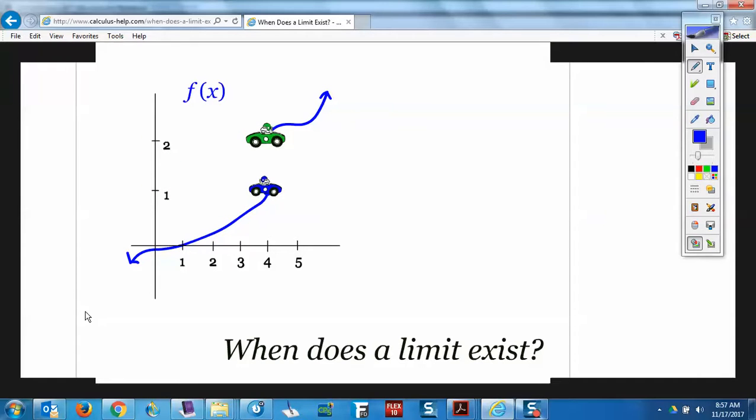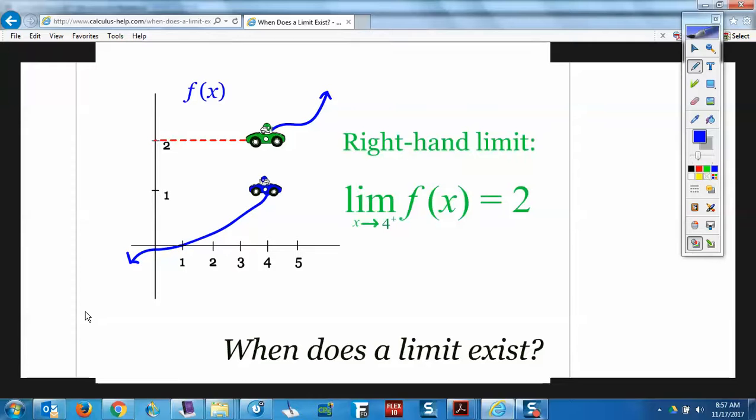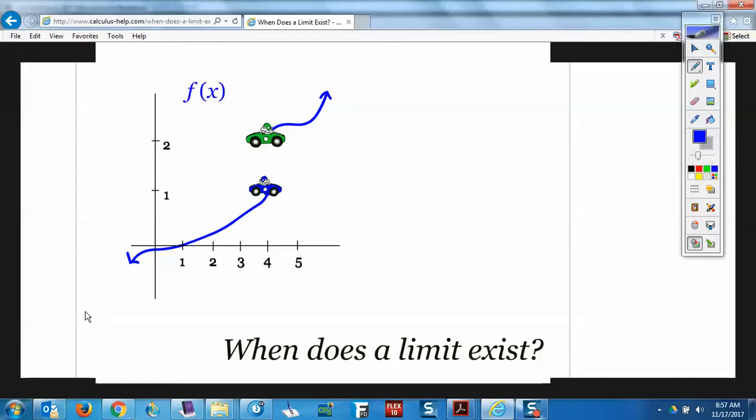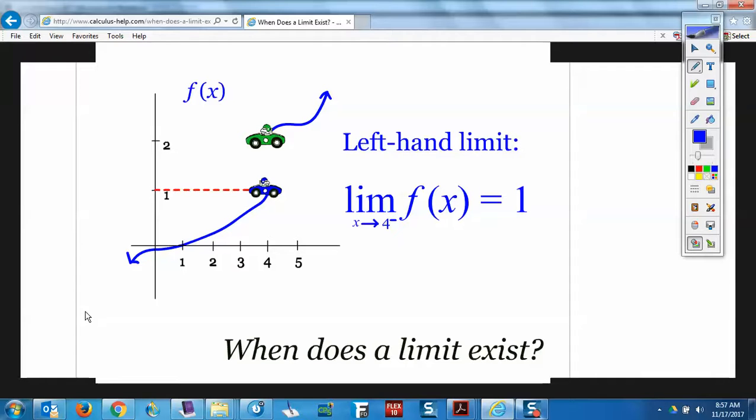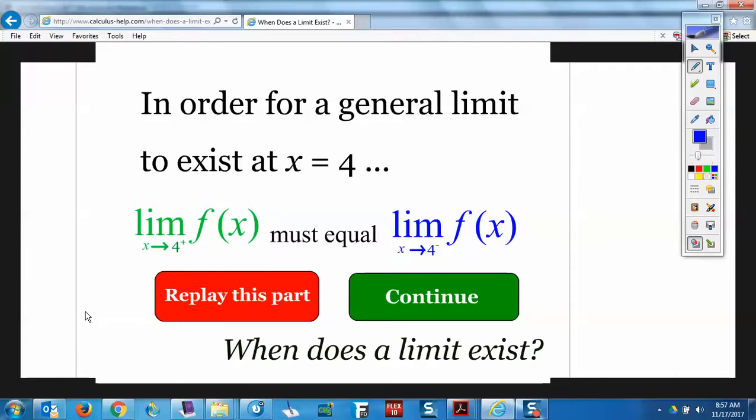We call the height at which we arrive from the right the right-hand limit of f of x, as x approaches 4 from the right. And we denote this with a little plus sign there in our symbol, which means limit from the right. The height that we arrive at from the left is called the left-hand limit of f of x, as x approaches 4, and it is denoted with a little negative symbol. Mathematically, in order for a limit to exist, both the right and the left-hand limits must be equal.